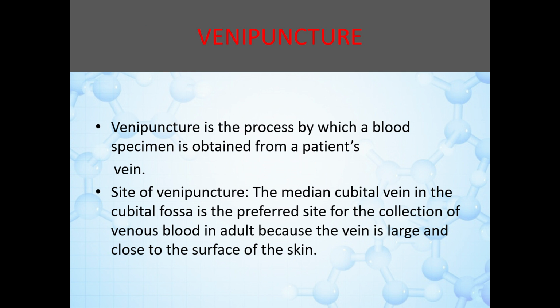So what is the site of venipuncture? The median cubital vein in the cubital fossa is the preferred site for collection of venous blood in adults. Because the vein is large and close to the surface of the skin, it's easily detected, it's well anchored. So we usually prefer the median cubital vein.